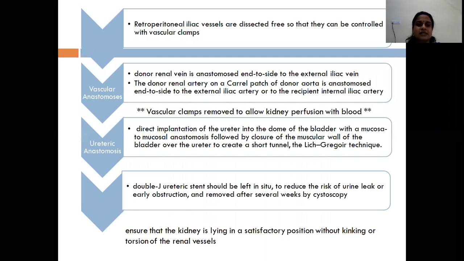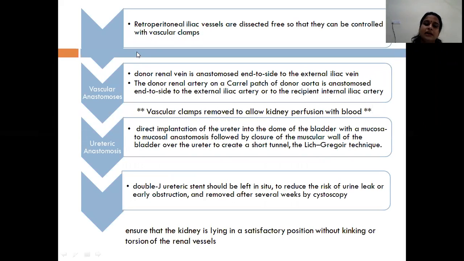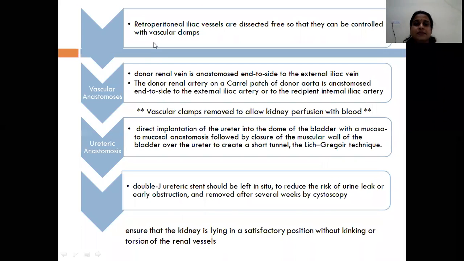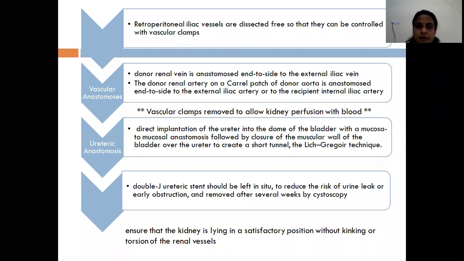So what are the various steps? I'm talking about the surgical steps in the recipient, the host. For the retroperitoneal approach, you give a horizontal incision, you explore the muscles and push the peritoneum, and you go retroperitoneally.